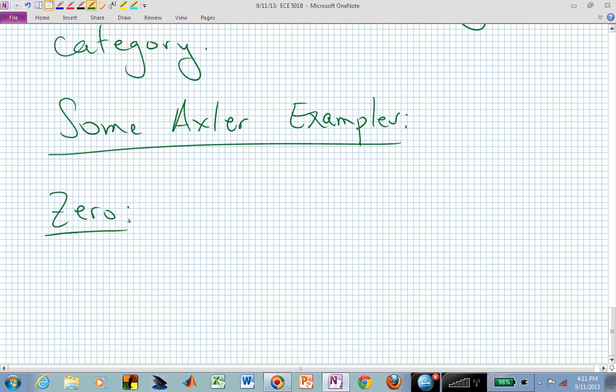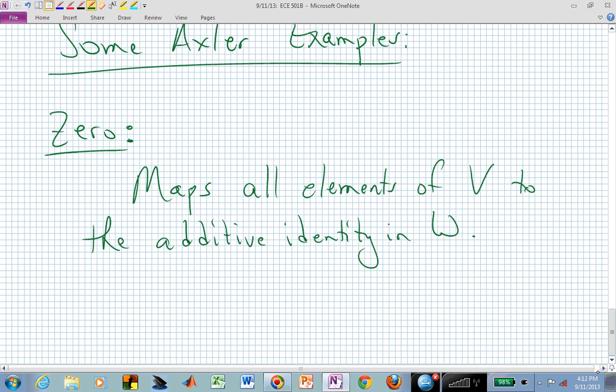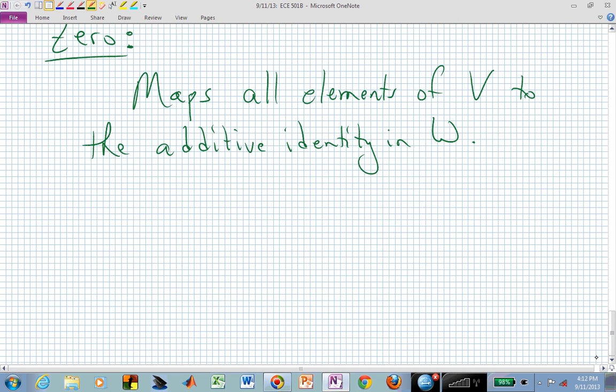The first one that he talks about is the zero map. And I think you can anticipate what this is going to do. This is going to take every vector in the vector space V and map it into the zero vector in W. This now maps all elements of V to zero, or what we call the additive identity in W. Notationally then, that map might be just called zero, and that's now going to be operating on V, and that takes us into zero. But those zeros are different.